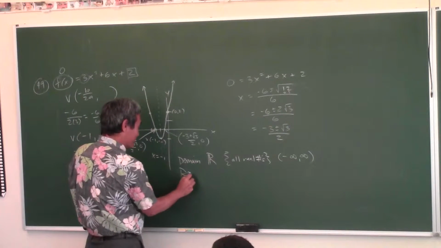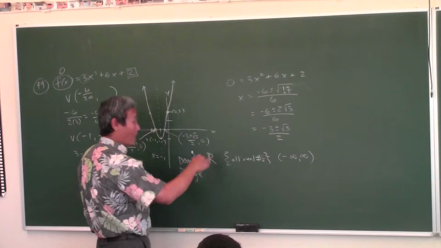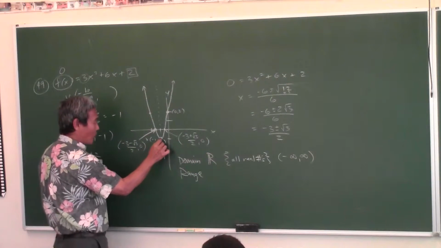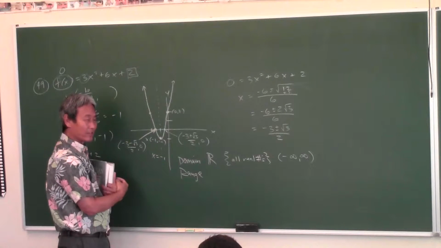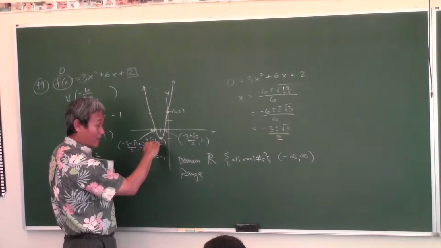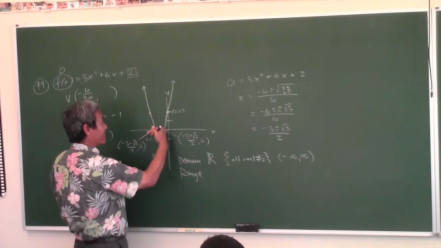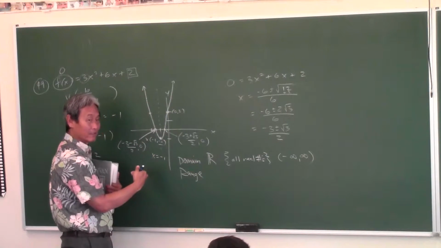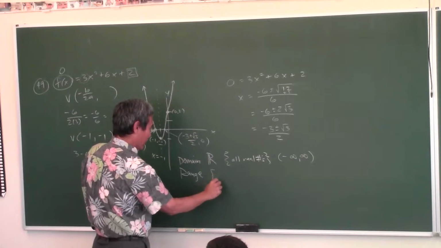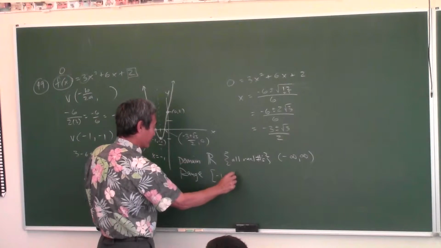Now, the range is a listing of all the y coordinates on the graph. Okay, so here's the vertex. What is the y coordinate of that vertex right there? Negative 1. And then that's the smallest y coordinate, right? And then you got everything above that, right? Because the graph is going up. So what would the range be? From negative 1 to infinity.